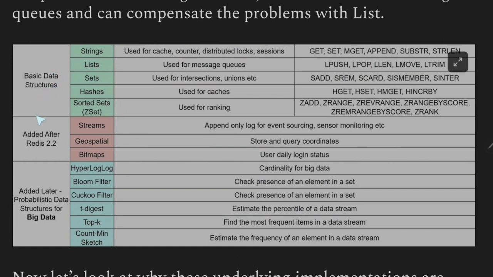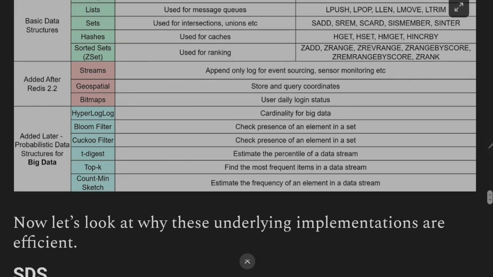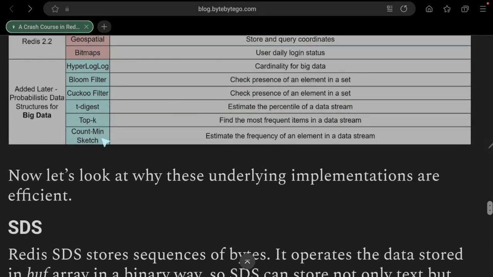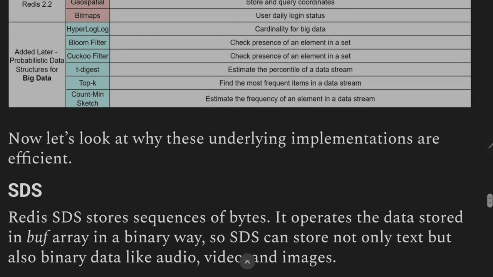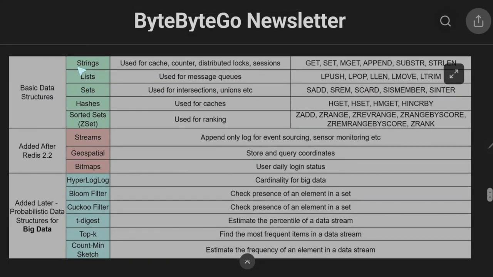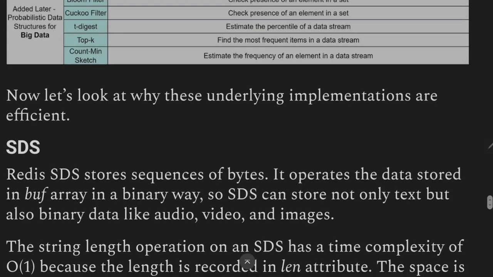So they have the basic data structures, then they have streams, geospatial, bitmaps, HyperLogLog, and then Bloom filter and TDigest, TopK, Count-Min Sketch. Big data algorithms they have here. So they have multiple levels of data structures. They support the basic ones like string, list, set. The intermediate ones like stream, which are more complex, geospatial, bitmaps, and the big data structures.